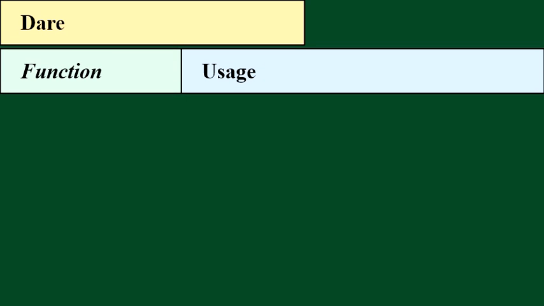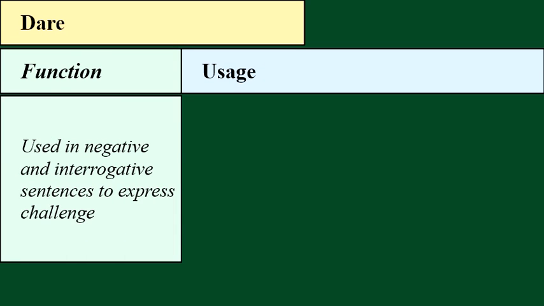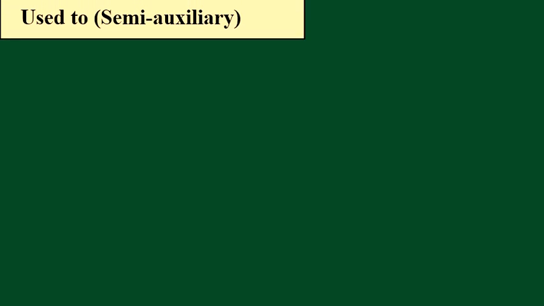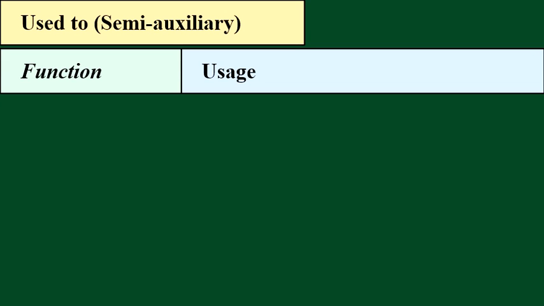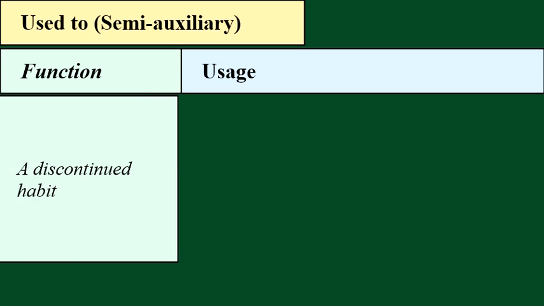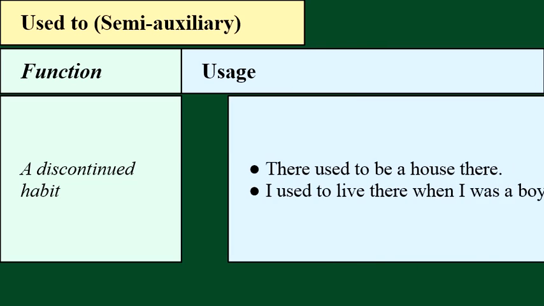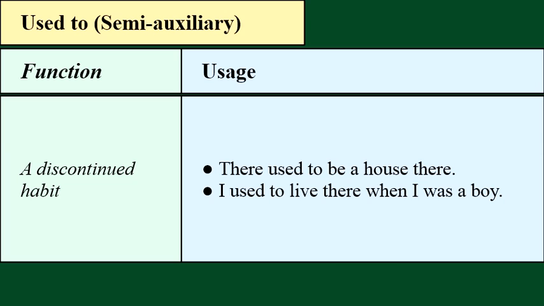Dare. It is used in negative and interrogative sentences to express challenge. The examples are, he dare not take such a step. How dare you contradict me? He dared not do it. Used to, a semi-auxiliary. It is used to indicate a discontinued habit. The examples are, there used to be a house there. I used to live there when I was a boy.